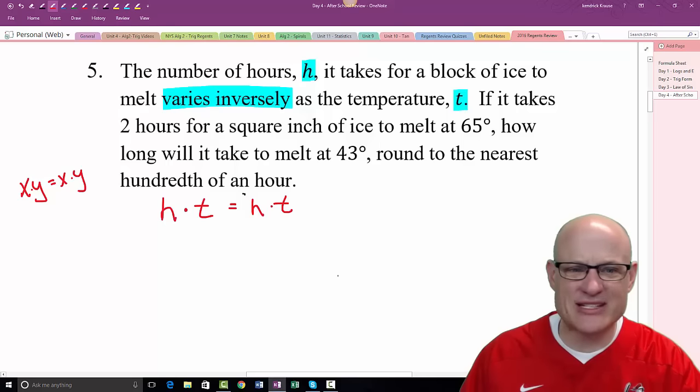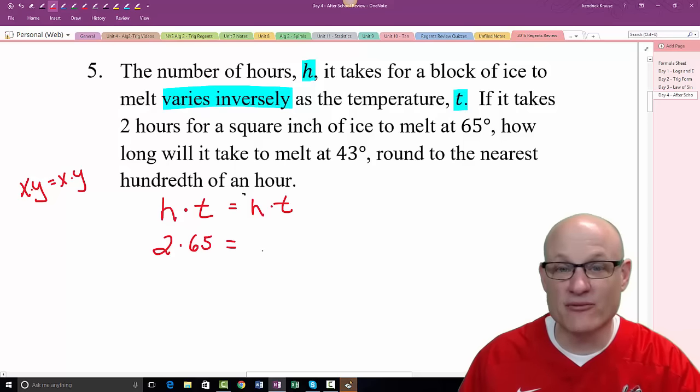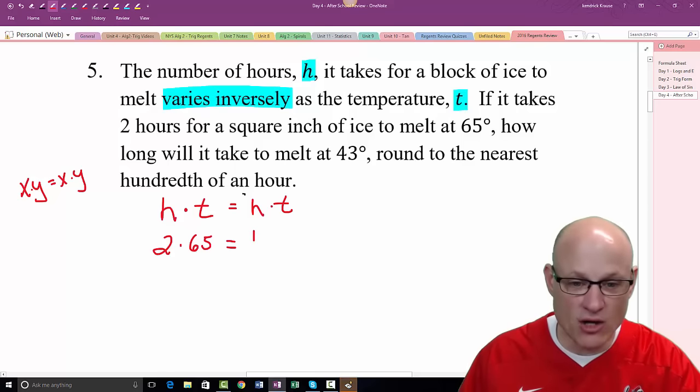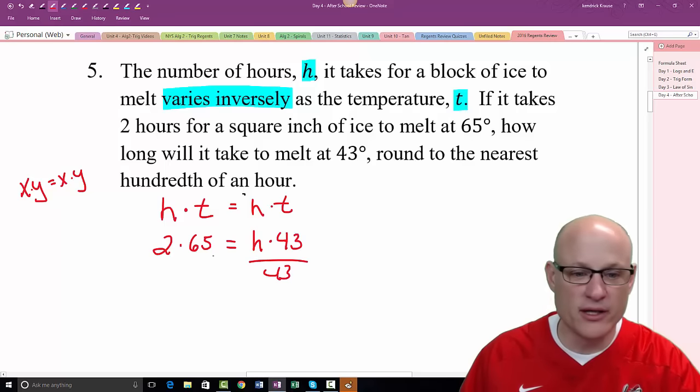So let's see what we got here. If it takes 2 hours for a square inch of ice to melt at 65 degrees, so 2 hours at 65 degrees, how long will it take to melt at 43 degrees? How long? Hours times 43 degrees. That's it. I want to solve for hours. I just divide by 43.